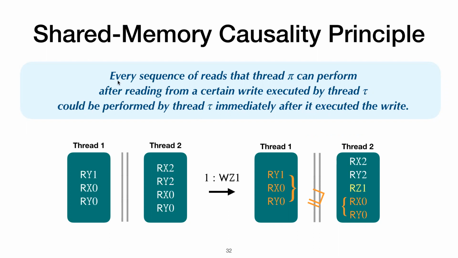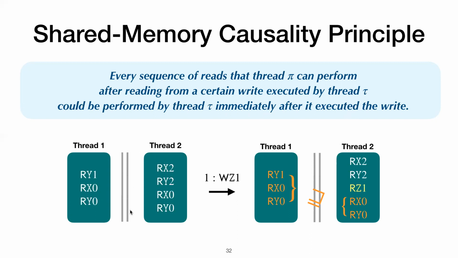It says, every sequence of reads that a thread pi can perform after it reads from a certain write executed by thread tau. So thread tau executed some write and thread pi read from it, and now it wants to perform a sequence of reads. This sequence could be performed by thread tau immediately after it executed the write. The idea is that thread pi is now, after it reads from tau, synchronized with tau. It knows everything that tau knows about. So whatever pi can perform, tau should be able to perform immediately after it did its own write. Maybe tau is less restricted, but certainly whatever pi can do, tau can also do.